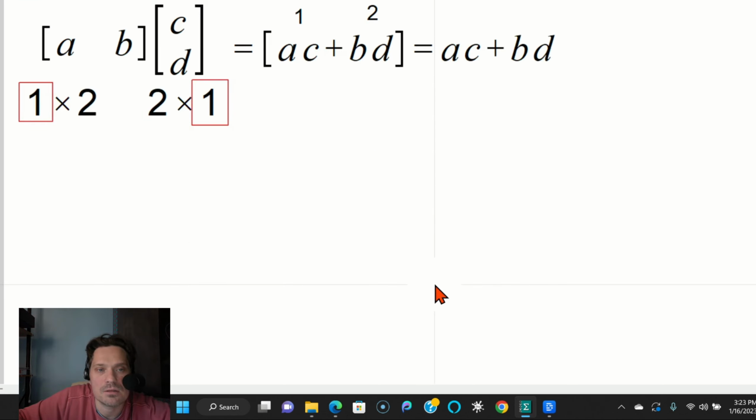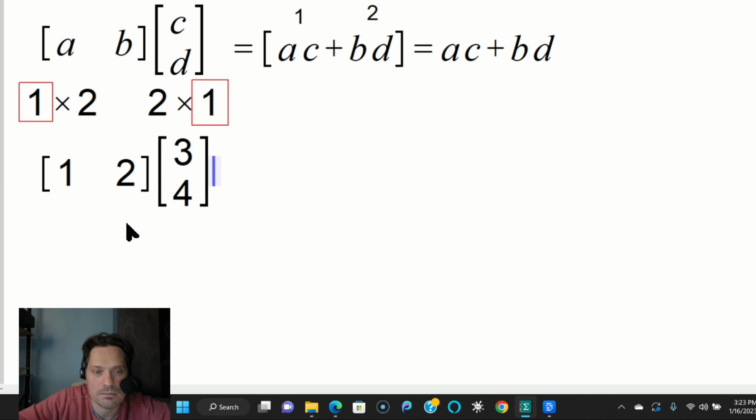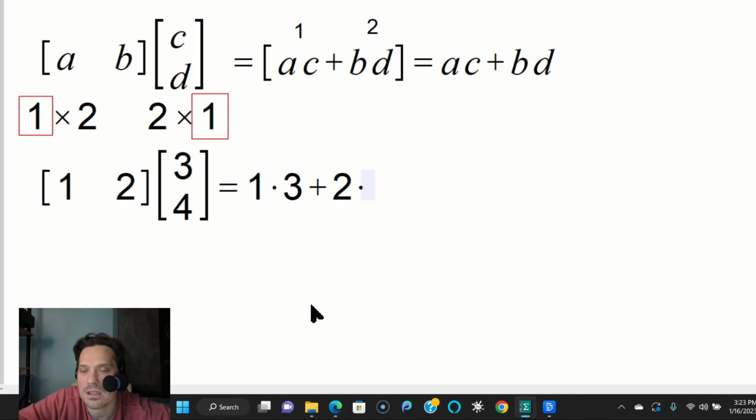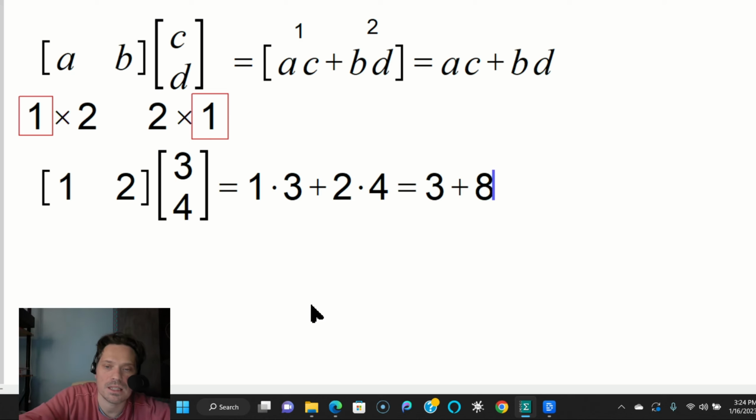As an example of doing this, take a look. Imagine you have 1, 2, and then 3, 4. Now you compare the specific example to the model. The model states you have to do A, so A is 1 times C. C is 3, plus B. B is 2 times D, which is 4. And then you simplify. So it's 3 plus 8, which is equal to 11. So there's a constant, a scalar, if you like.